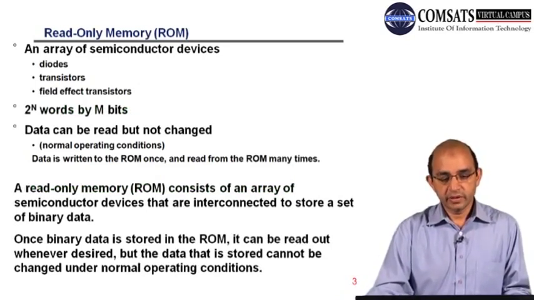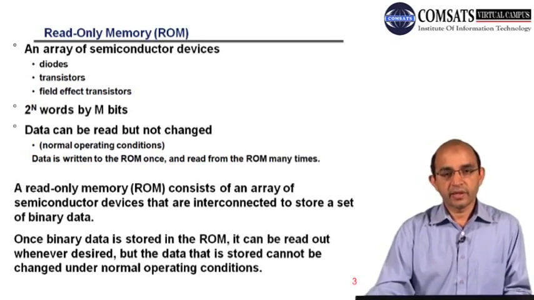Let's start with ROM. It is actually an array of semiconductor devices. In semiconductors we talk about diodes, transistors, FETs, JFETs and so on. So we have an array of semiconductor devices interconnected together, and we can realize the ROM by joining different transistors, diodes and FETs together.